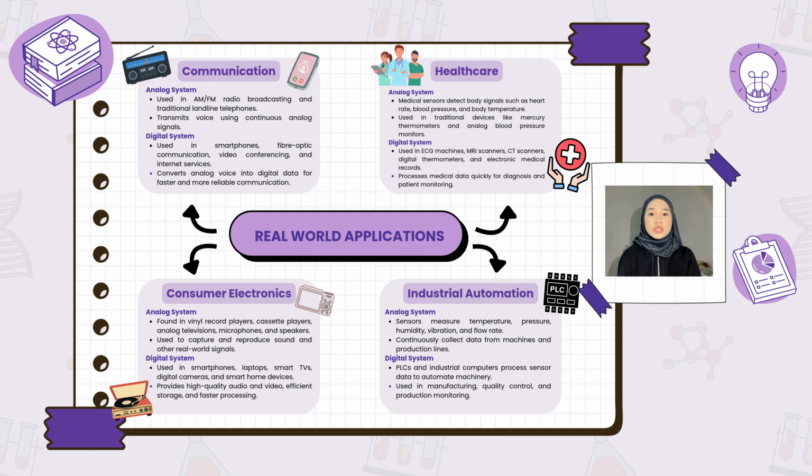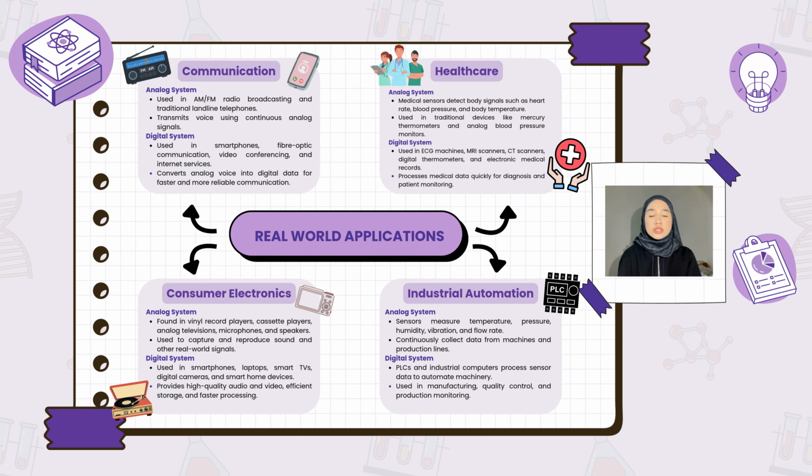So the first application is communication. In the past, analog systems were used in AM or FM radio and traditional landline telephones. These systems use continuous signals, but they are easily affected by noise and interference. As the transmission distance increases, the signal quality will become weaker.